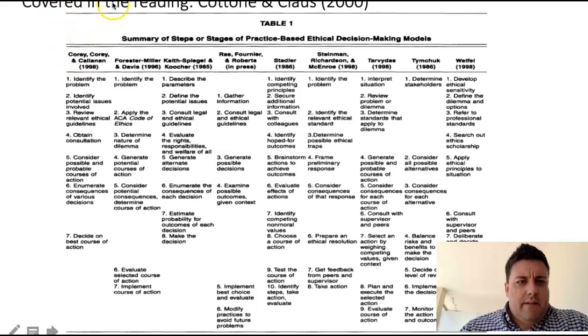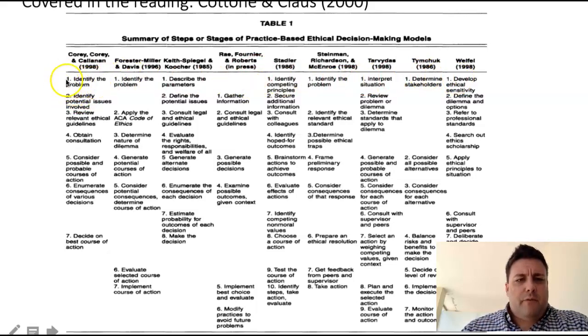This says covered in the reading, Cottone and Claus, and this is their 2000 article that's in your reading list for this week. They cover 8 or 10 different steps in the ethical decision-making process that were developed in the 80s and 90s. The thing I like about this table, and this table is available in that PDF document, you can take a look at it in a little more detail if you want. What I like about this table, though, is that they line up all of the steps that are similar or the same across these different ethical decision-making models.